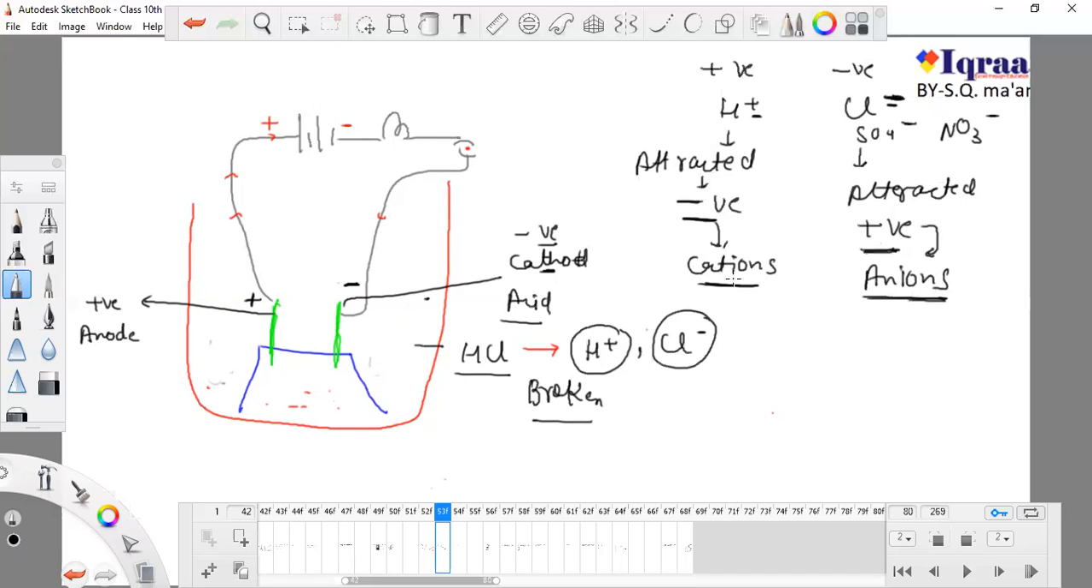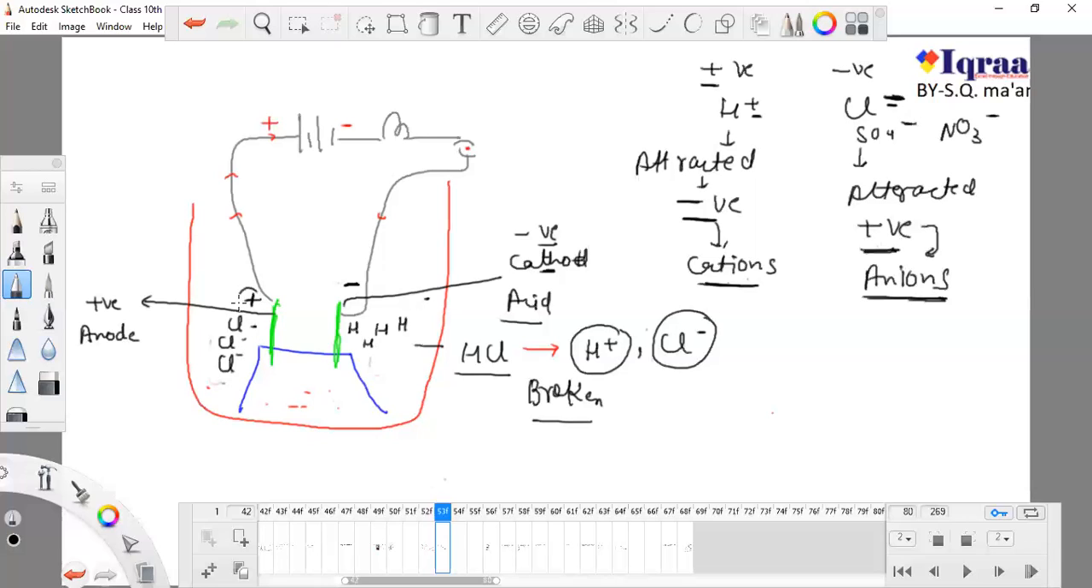Remember, cations move towards the negative terminal and anions move towards the positive terminal. Cations are always positive, so they get attracted towards the negative pole, and anions are always negative and they move towards the positive pole. So here the hydrogen ions from the broken down hydrogen molecule will get attracted to the cathode, and all the chlorine ions will get attracted to the anode, because they are negative.